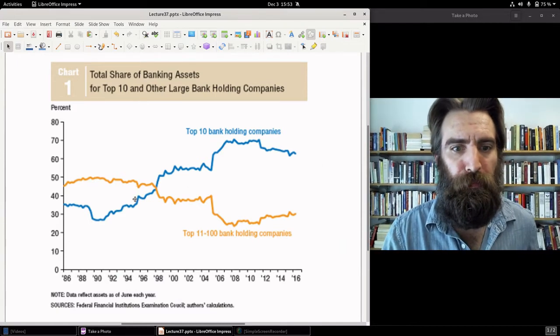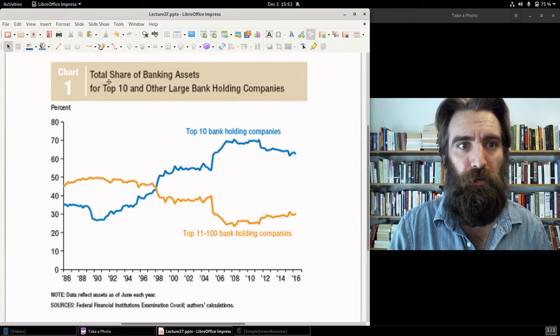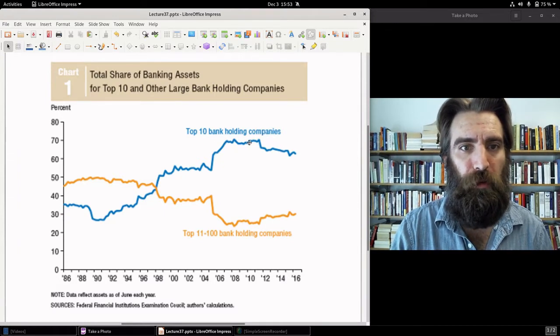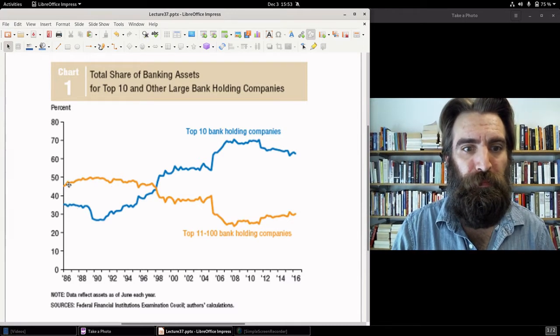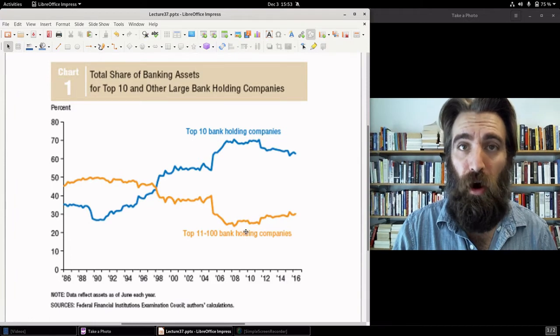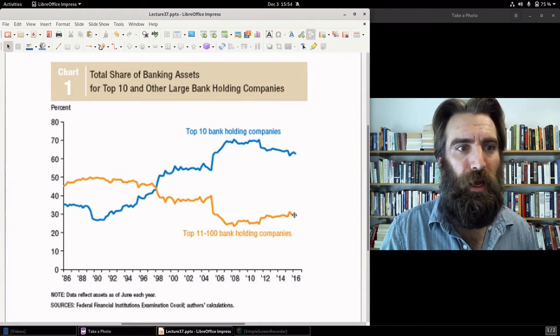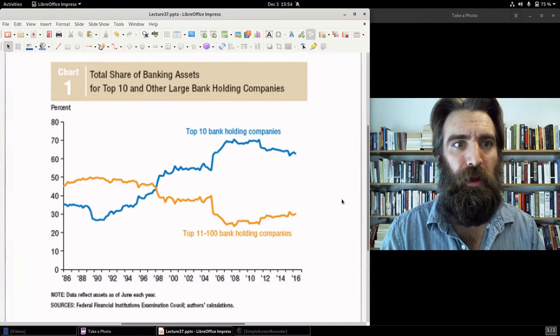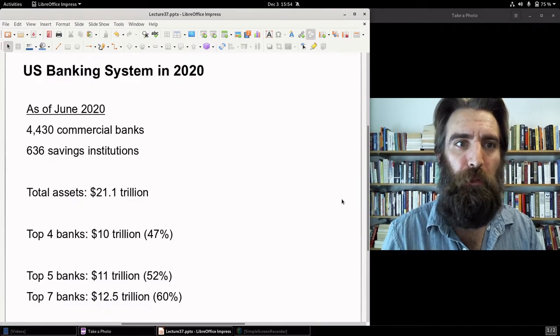Here's another chart. This is the top 10 bank holding companies when considering total share of banking assets. The top 10 own more than 60% of the total share of banking assets. The top 10 used to be just 35% back in the 80s. And now the bottom 90 banks, the smaller banks, the community banks, own just a quarter of banking assets when they used to be about half. And so the banking industry has become, in short, more consolidated in fewer and fewer companies.